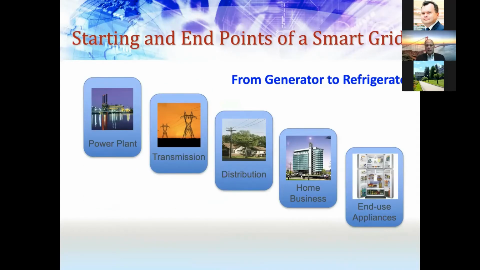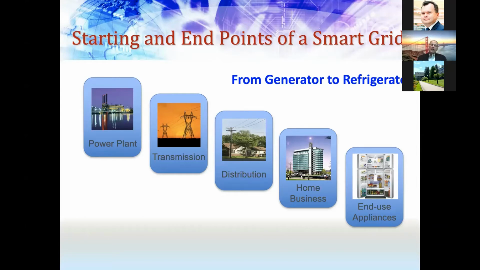What are the starting and ending points of the smart grid? Obviously, the grid starts at the power station where energy is produced, then carried over to the load center using high voltage transmission lines. Once it reaches the load center substation, there you start the distribution network, which will carry that electricity from the substation to your building, your home, and your equipment inside the house. So you have the power plant, transmission line, distribution network, buildings, homes, businesses, and end-use appliances.